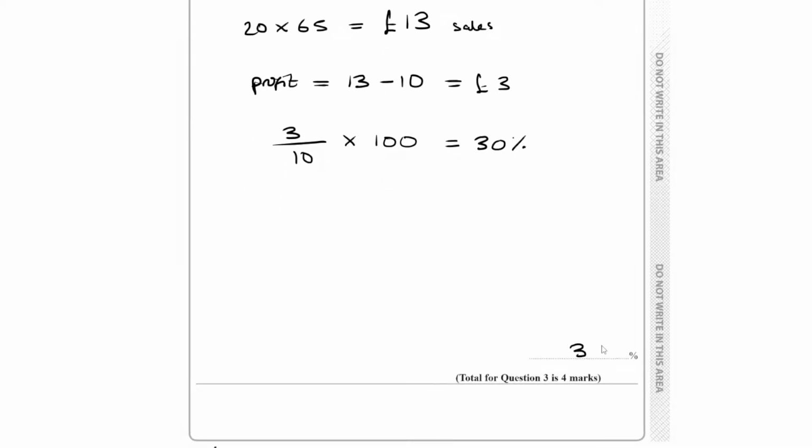So that's quite nice. And 4 marks for all of that as well. That's just more kind of percentages, but kind of general maths, isn't it, that question? Multiplying, dividing, adding, subtracting, that kind of thing. So yeah, 30% for that one you should get.